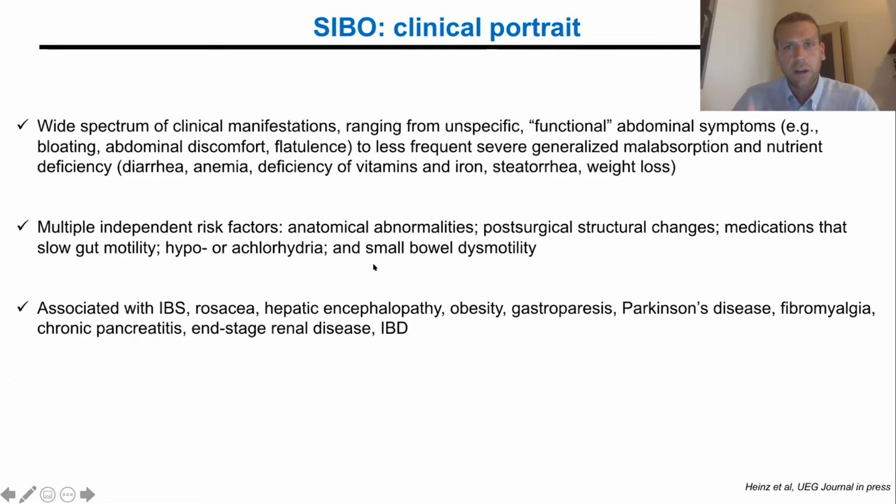What is the clinical presentation of SIBO? This is again crucial to know, because it can help in defining the ideal patients that can undergo small intestinal bacterial overgrowth testing. SIBO is characterized by a wide spectrum of clinical manifestations, ranging from unspecific functional abdominal symptoms, such as bloating, abdominal discomfort, flatulence, to a less frequent clinical presentation with severe malabsorption and nutrient deficiency, with diarrhea, anemia, vitamin deficiency and iron deficiency, steatorrhea, up to weight loss.